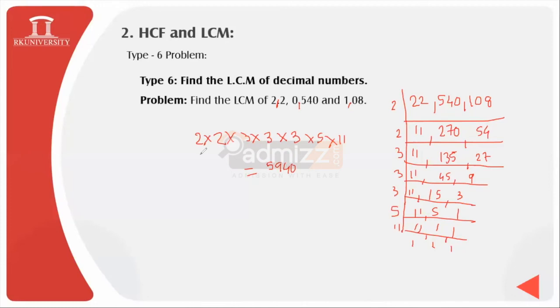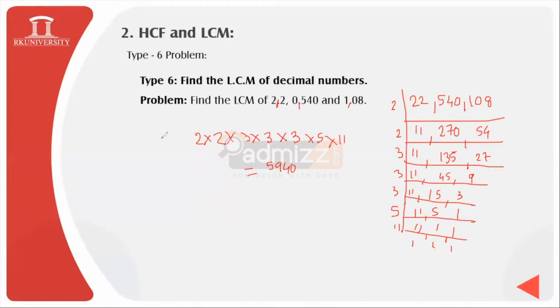Okay, I found one query. The reason for having 22 and 108, see, it is very simple. As I've already mentioned, we need to find the LCM without considering the decimal values. Hence, we are not considering this decimal point over here, and we are directly writing the value to be 22 and 108. So now 5940 is the answer obtained after finding the LCM of 22, 540 and 108.